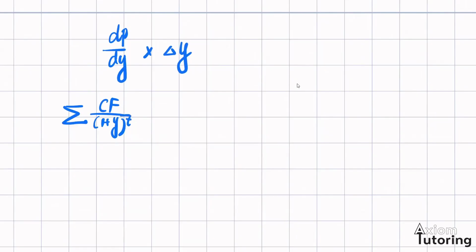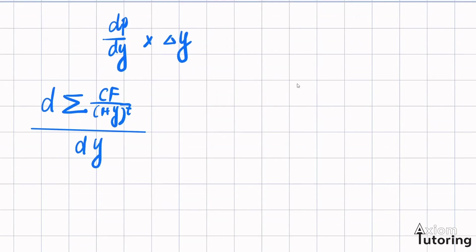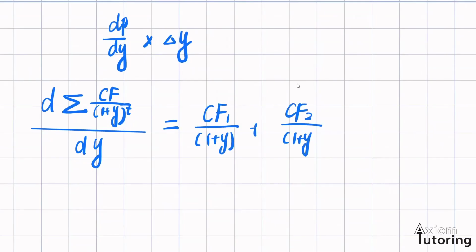Then we're going to find the derivative of this with respect to y. It looks a bit daunting, but it's quite simple if you just expand the summation operation. Let's do it step by step. The first cash flow, CF1, divided by 1 plus y, and then the second one, CF2, over 1 plus y to the power of 2, and CF3 over 1 plus y to the power of 3, all the way to the final payment, which is CFT, over 1 plus y to the power of t.